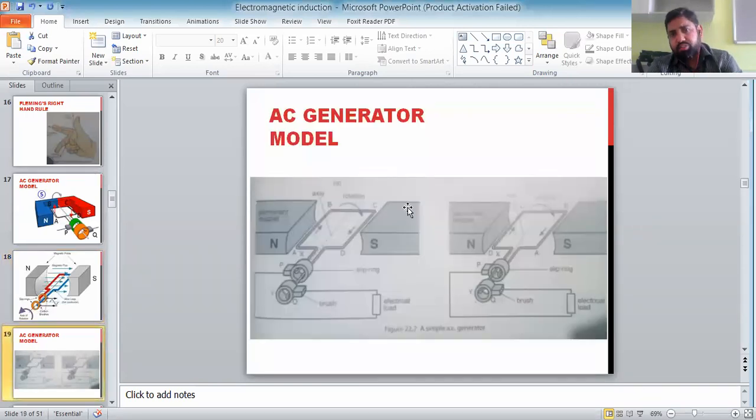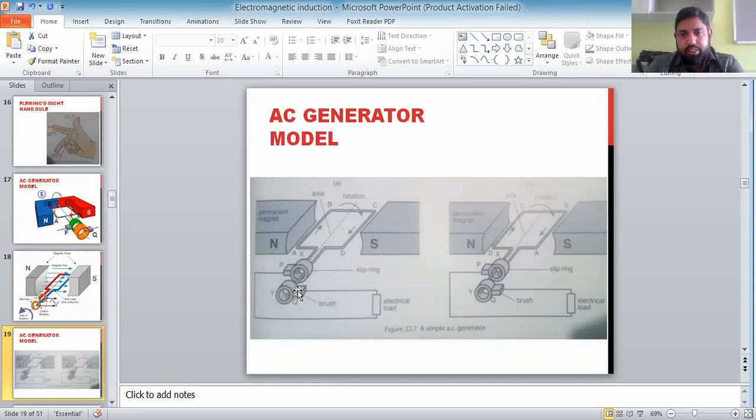So at first we'll discuss the two horizontal positions. Like in this diagram A, the position of the coil is A, B, C, D. And in the second diagram, that horizontal coil has flipped 180 degrees. So AB, which was earlier on the left side, will come to the right side, and CD, which was on the right side, will go to the left side. So it is a 180 degree flip, or it will invert.